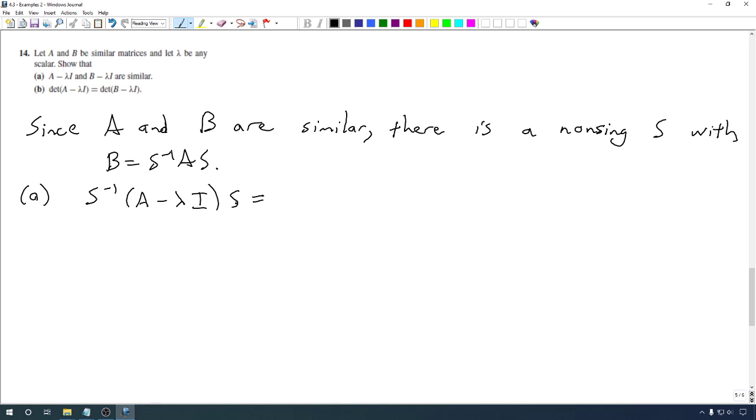Well, we can expand. This is a matrix product. We have a matrix product of S inverse times a difference of two matrices. So we can go ahead and expand that out. Just distribute the S inverse to both of the terms. So we have an S inverse A, and then we have a minus, well, we could write this as S inverse times lambda times I, but since lambda is a scalar, we can actually put the scalar out in front. So we can write that as lambda times S inverse times I. In fact, we don't even need the I there. We could actually leave that out.